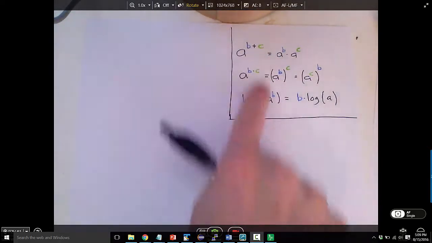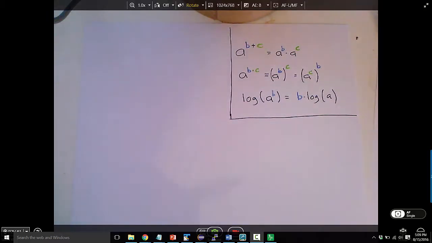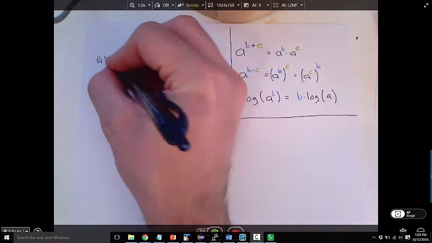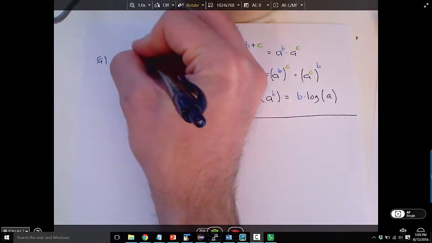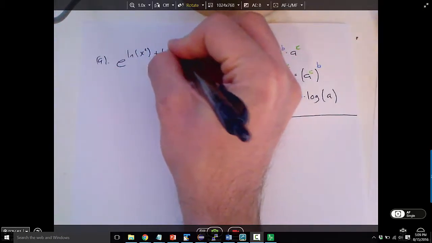These are some of the basic transformational rules that you're going to need to apply in order to simplify these things. So let's just look at some. So here's part A. It says e to the natural log quantity x squared plus natural log x.